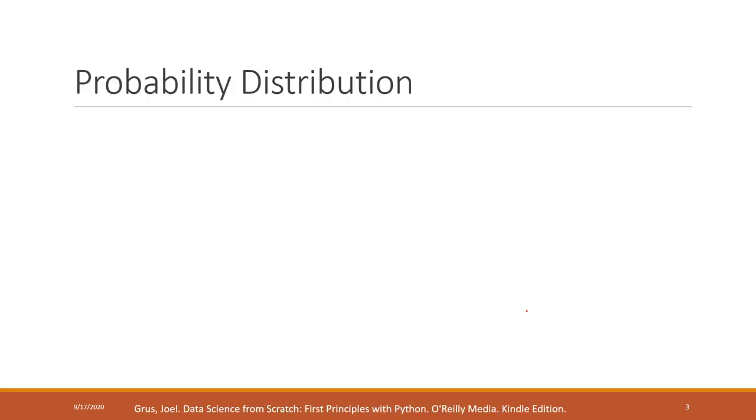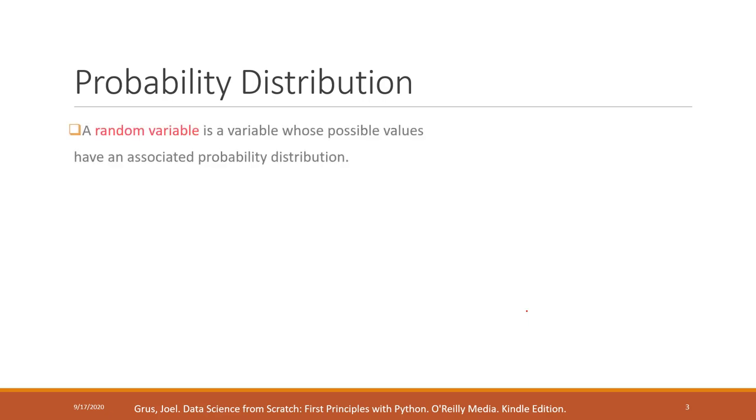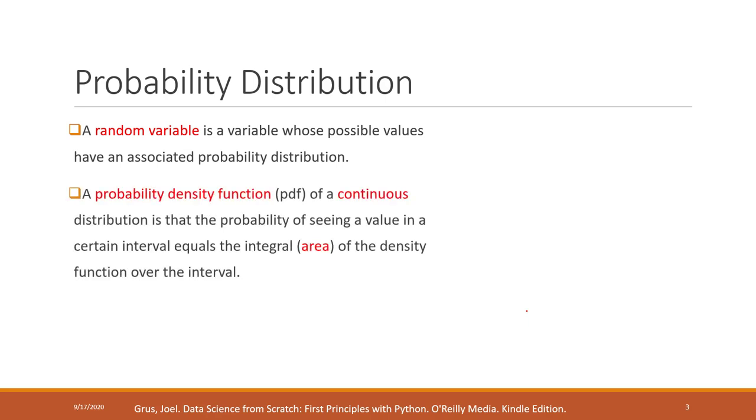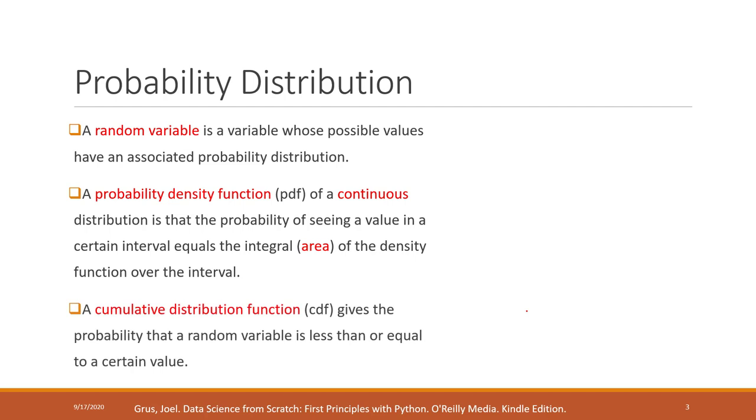So the first, probability distribution. The first concept we review is called a random variable. A random variable is a variable whose value is associated with a probability distribution. To visualize those probabilities, we can use two types of visualization. The first is called the PDF, the probability density function. And the second one is a curve, the cumulative distribution function, or CDF.